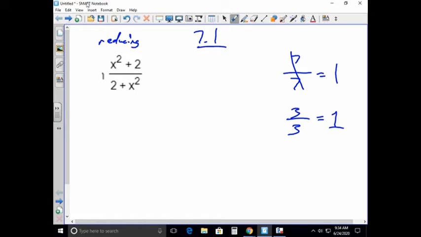Notice this numerator and denominator are the same. They're not written in the same order, but remember with addition, they're commutative. So we could write the top x squared plus 2 and the bottom x squared plus 2. We just swap those. They're both still positive. And notice the numerator and denominator are exactly the same. So anything divided by itself makes 1.